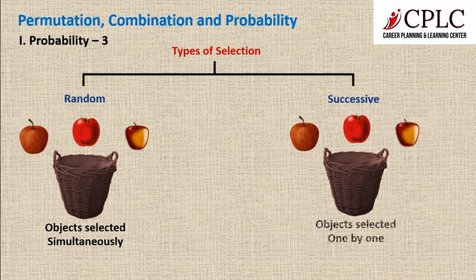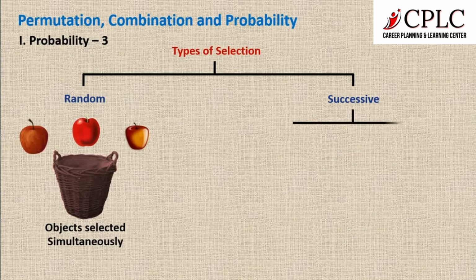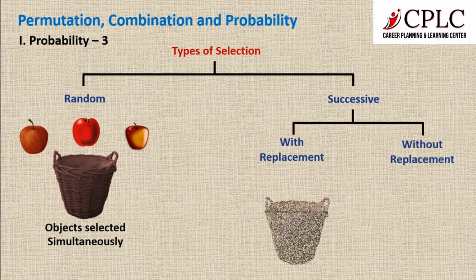So that's a major difference between random and successive selection. Random all together, successive one by one. Now this successive selection can be further categorized into two types. One is with replacement and one is without replacement. So what is meant by with replacement?